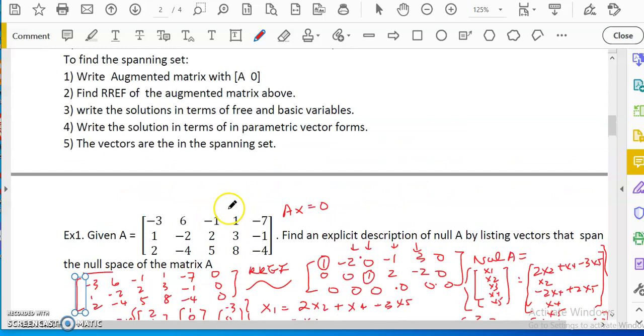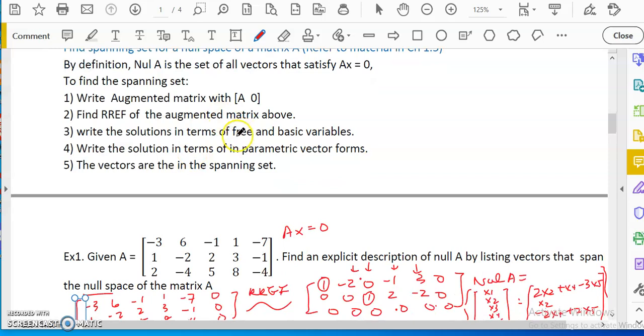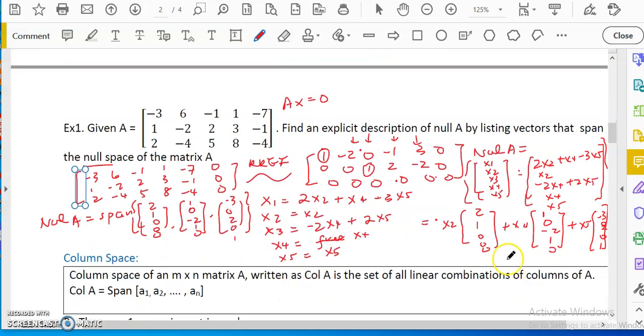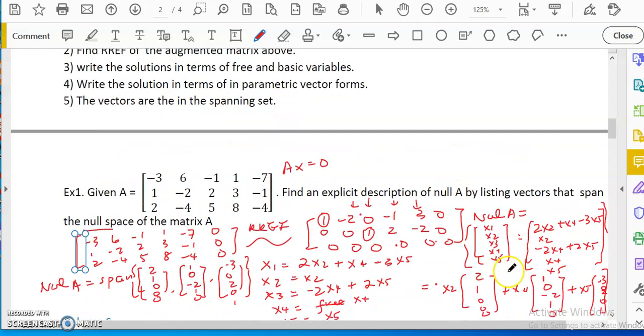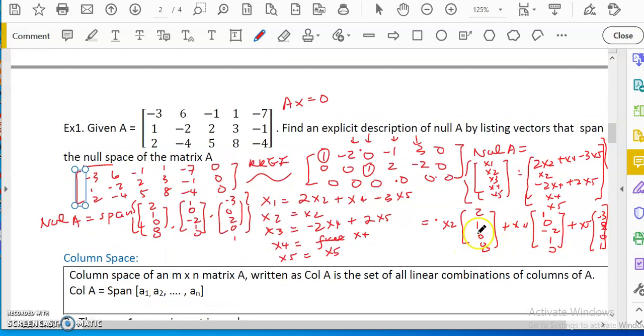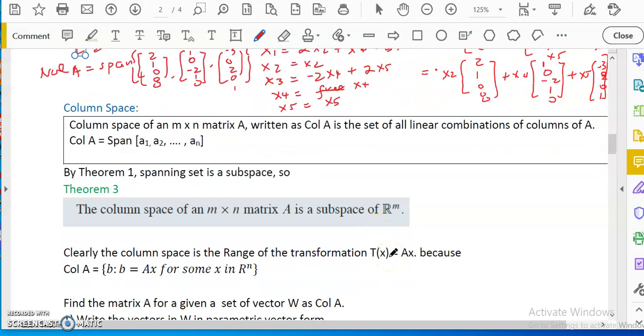Okay, again, to find the null space, you begin by writing the augmented matrix A augmented with 0. Find the REF of this augmented matrix. Write the solution in terms of free and basic variables, and then write it in parametric vector form. So basically, ignore the basic variables but factor the free variables out. Then the vectors multiplying the free variables are the spanning set. So that's how you write Nul A.